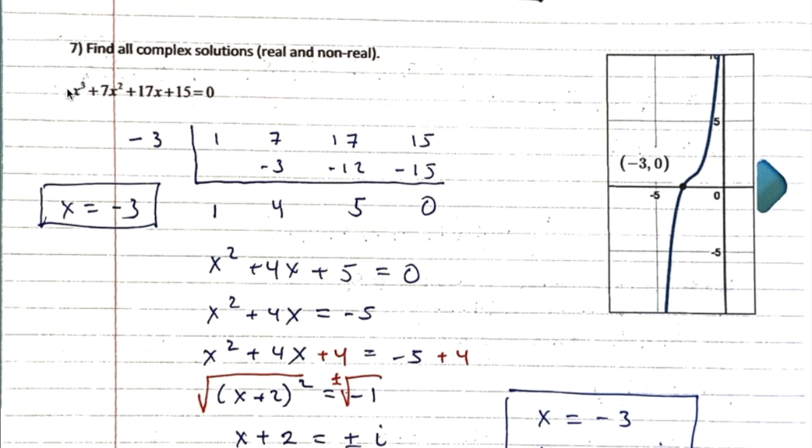So I started off with an x cubed, and I should have 3 solutions if all goes well. My real solution was x equals -3 from right there, and my 2 complex solutions were -2 plus i, -2 minus i.